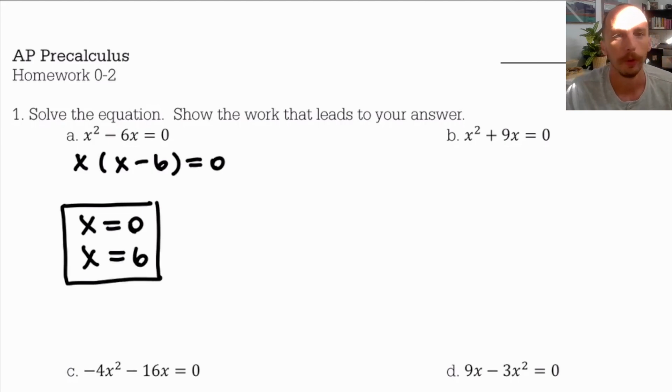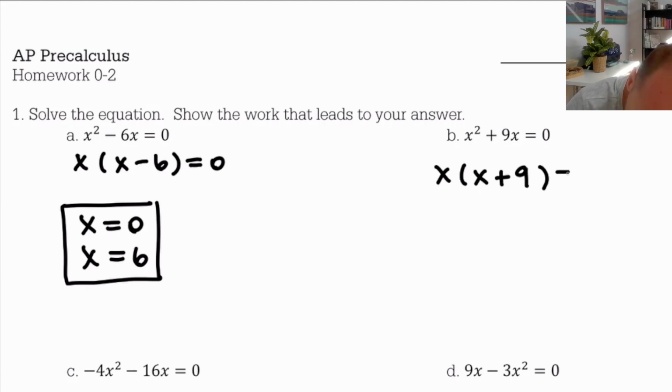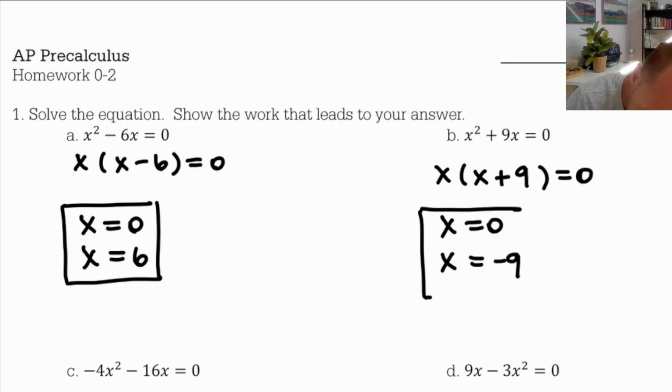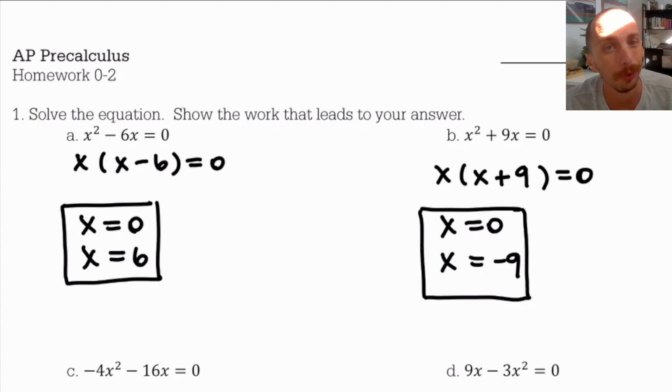For b, I'm going to do the same thing. I'm going to say what's common to both of these terms? The x. So I factor out the x, and I'm left with an x and a positive 9. And if I've got two things multiplied together to equal 0, one of them has to equal 0, so it's either the case that x is equal to 0, or x plus 9 is equal to 0, and that would happen only if x was negative 9. So I've got 0 and negative 9 as my answers. So if x is a greatest common factor, we'll see that x equals 0 is going to be a solution, provided the thing is set to 0 in the first place.